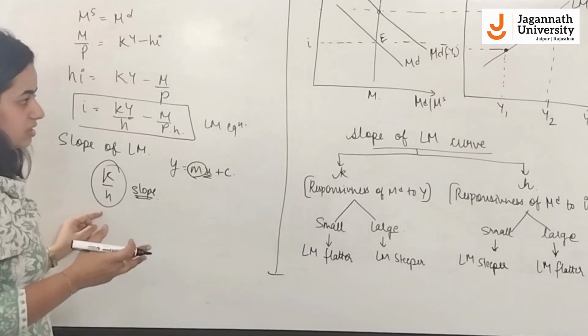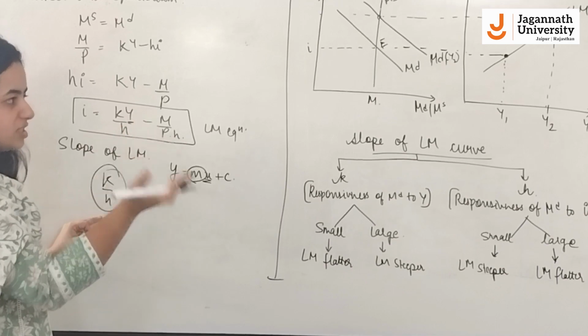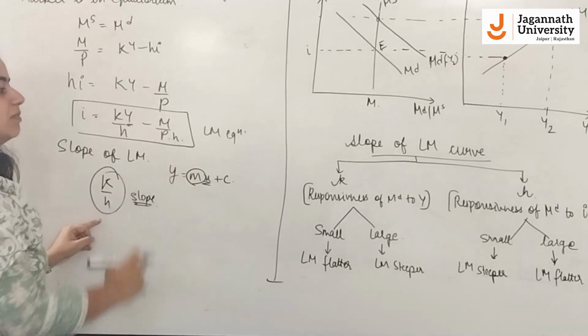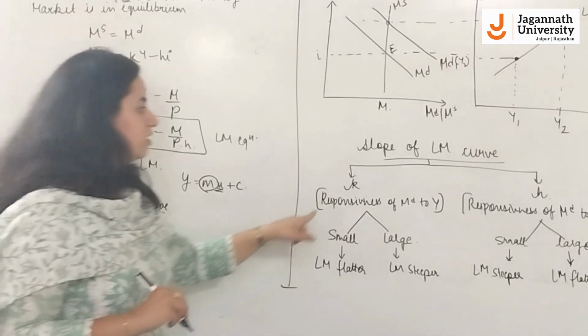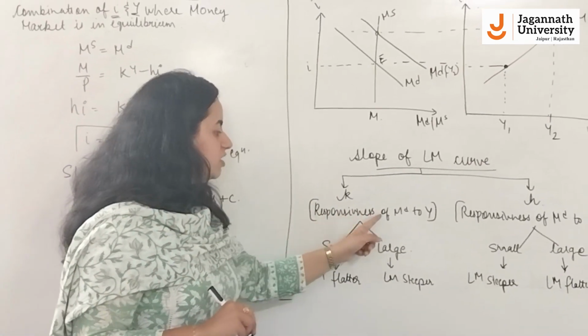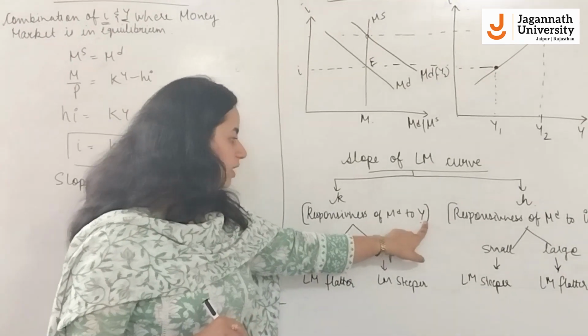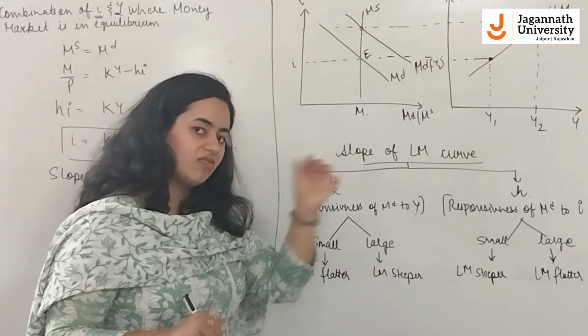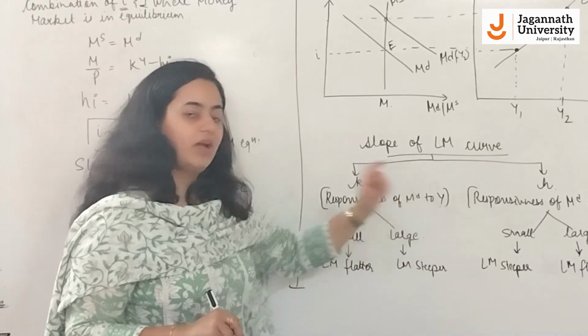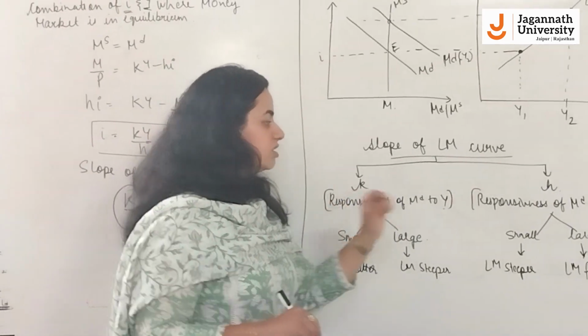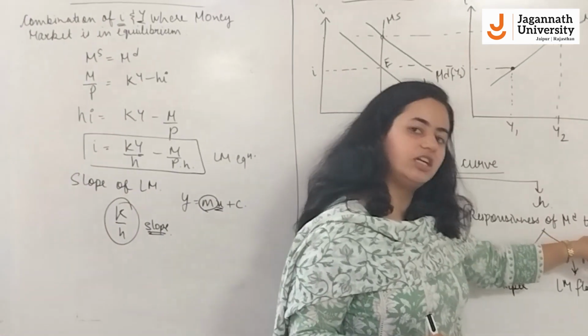Now let me discuss whether this LM curve will be steeper or flatter. The slope of this LM curve is dependent upon two factors, K and H. What is K? It is the responsiveness of money demand to income. You know, KY minus HI, KY. So K is the responsiveness of money demand to income, and in minus HI, H is the responsiveness of money demand to interest rate.